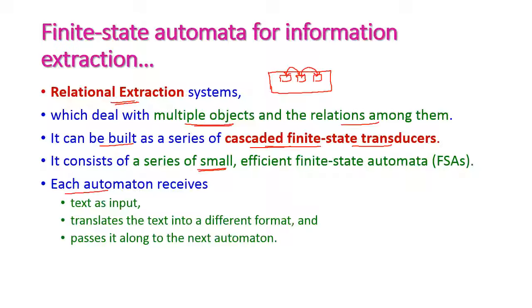Here each automaton receives a text as input, and the input data will be translated into a different format, and this different format will be passed to the next automaton. Okay, so this is called cascaded finite state transducers.